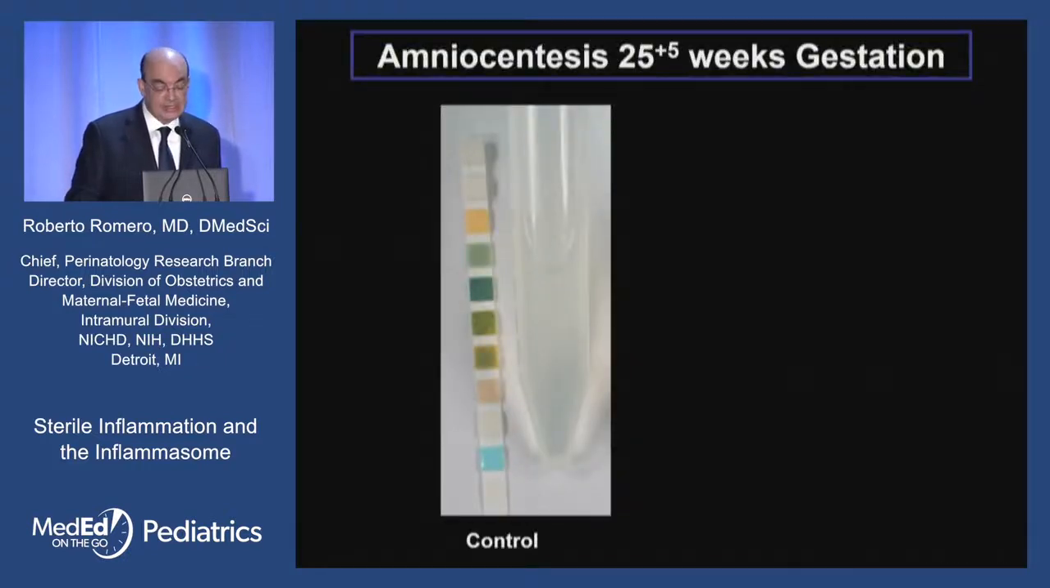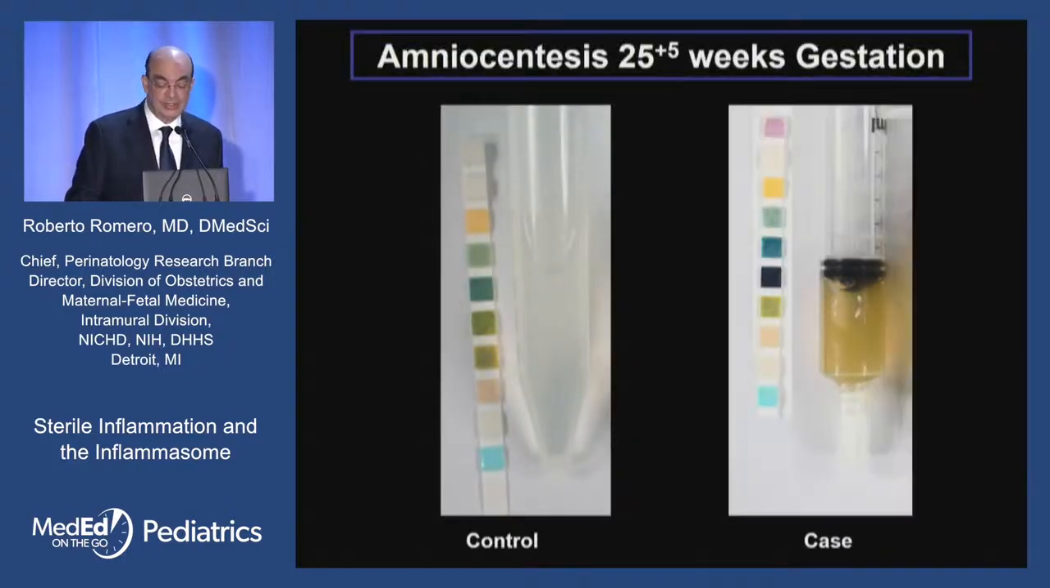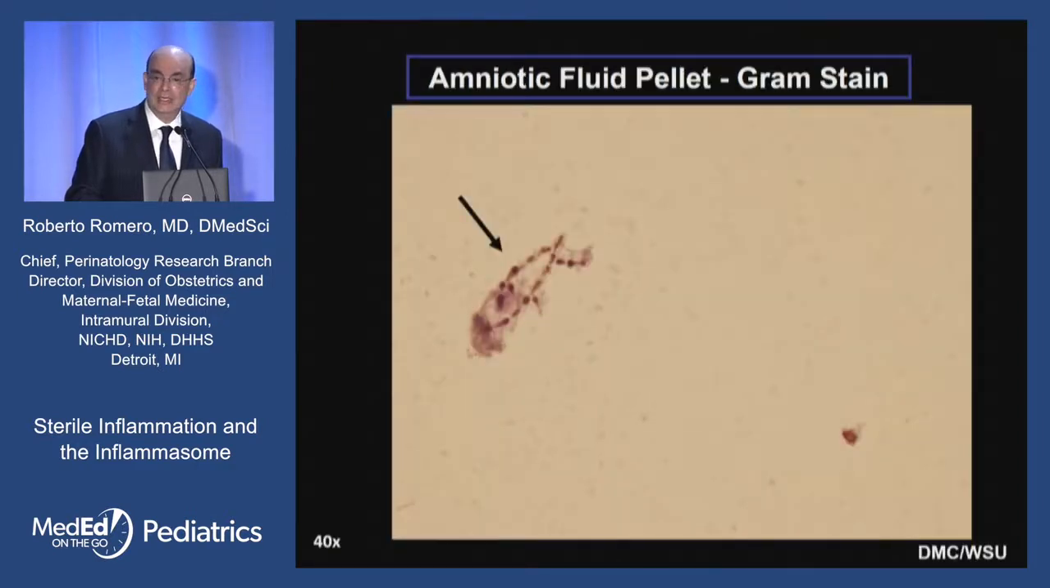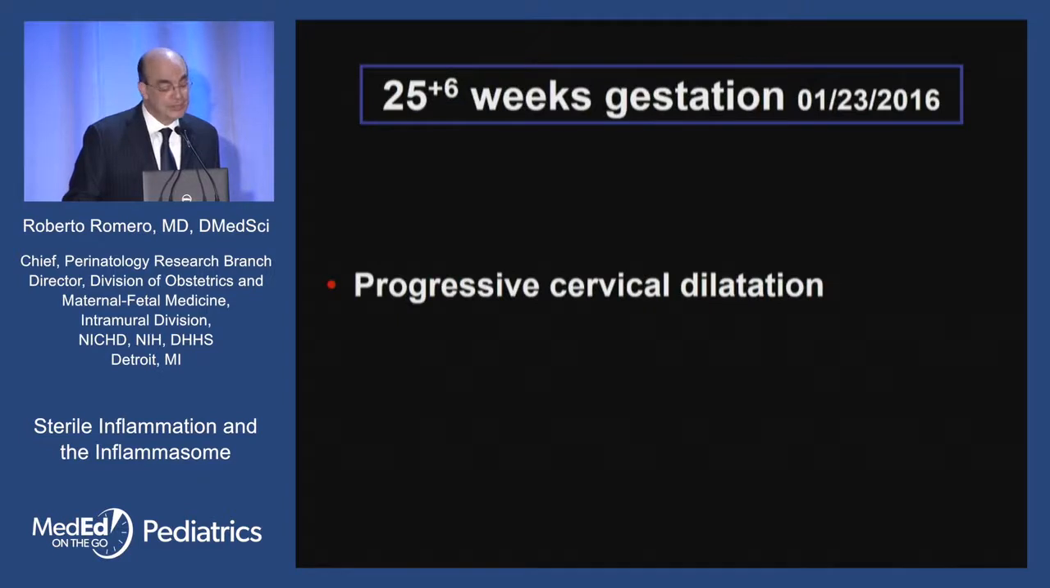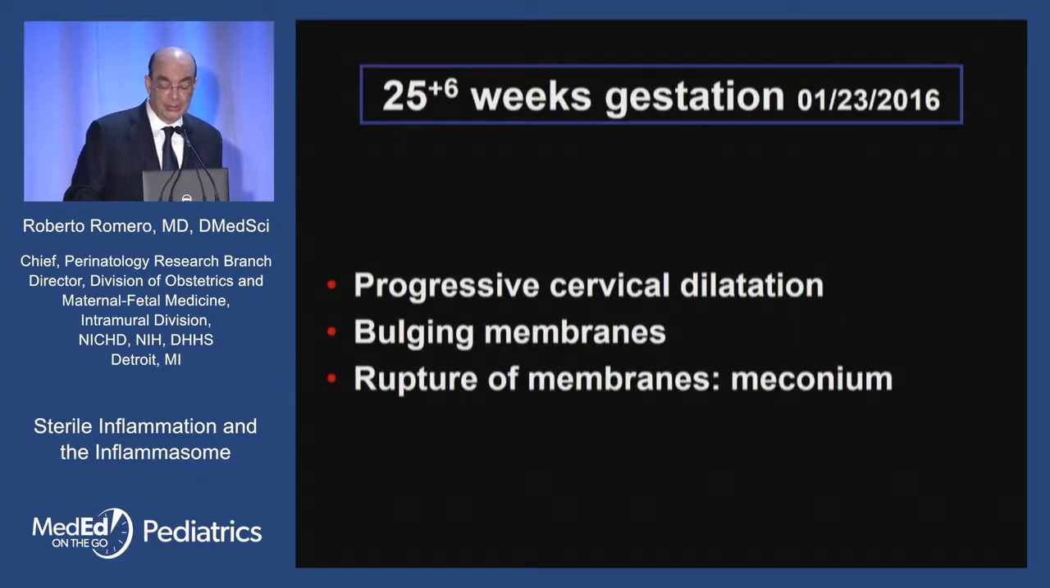We do an amniocentesis. This is how a control amniocentesis will look at 25 weeks. This is our patient, and in the gram stain of amniotic fluid, there are these images. You can shout if you think you know what they are. The patient has progressive cervical dilatation. She has bulging membranes, and ruptures the membranes.